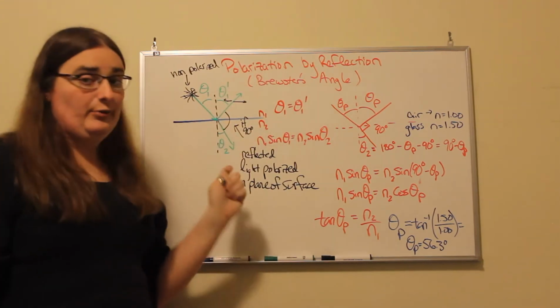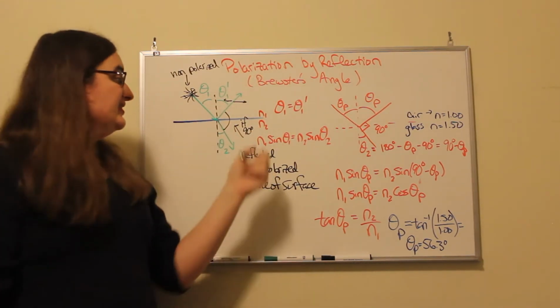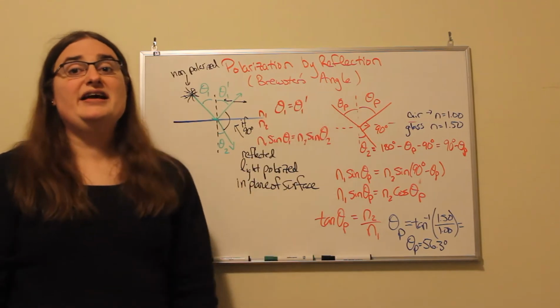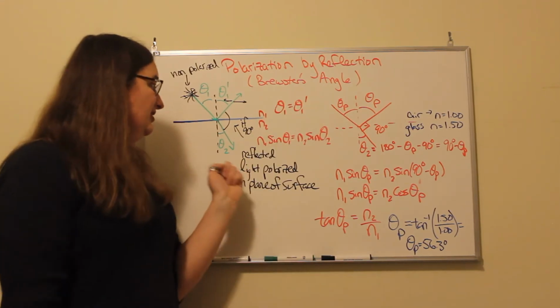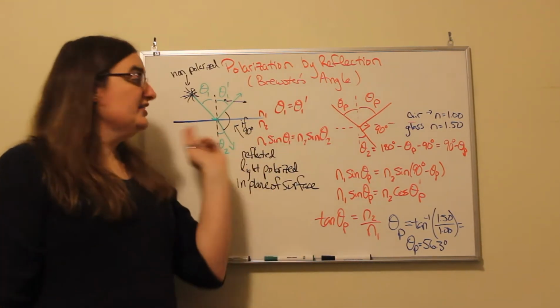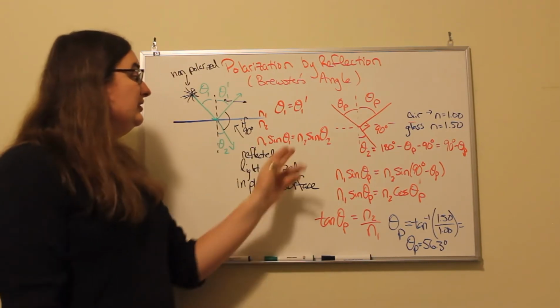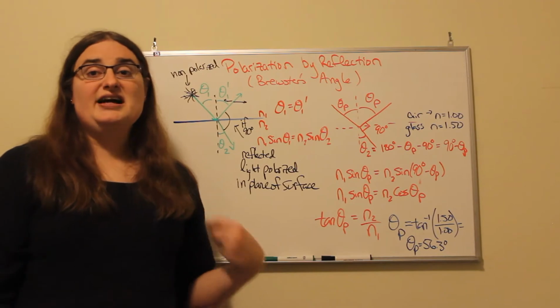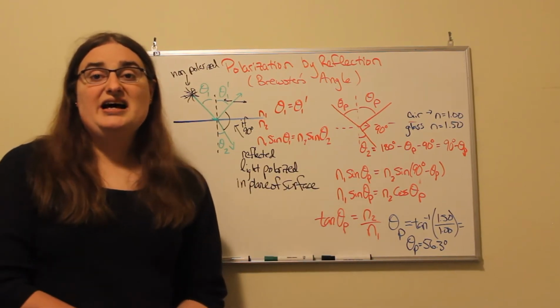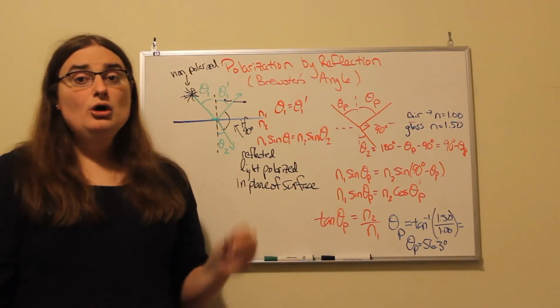and a refracted ray. And the law of reflection says the angle of incidence equals the angle of reflection. And Snell's law says the index of refraction on side 1 times the sine of the incident angle equals the index of refraction on side 2 times the sine of the refracted angle.